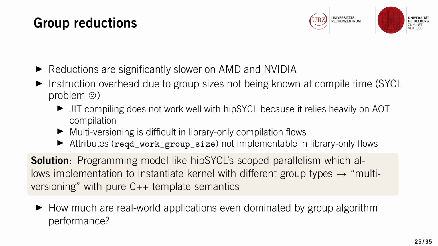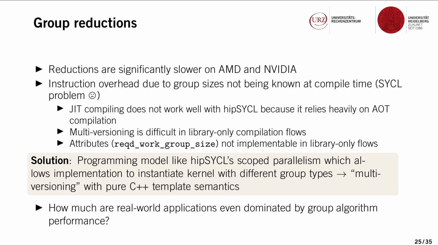So one solution is a programming model like hipSYCL's scope parallelism extension. And this model allows implementations to instantiate kernels with different group types and can also then encode things like the workgroup size in the group type. And this allows it effectively to do some kind of multi-versioning with pure C++ template semantics.